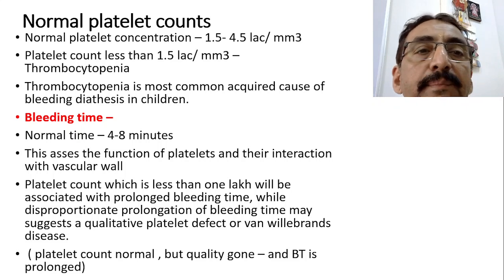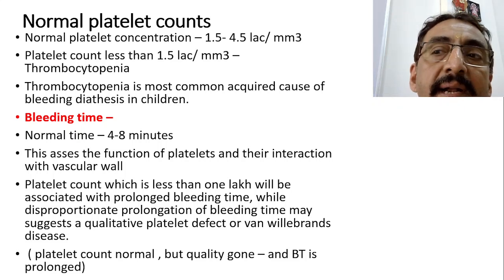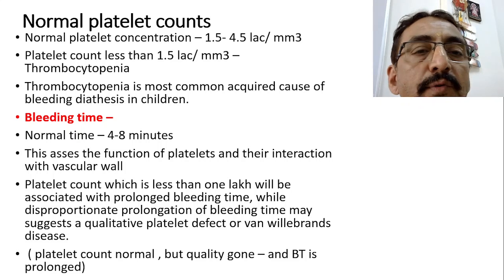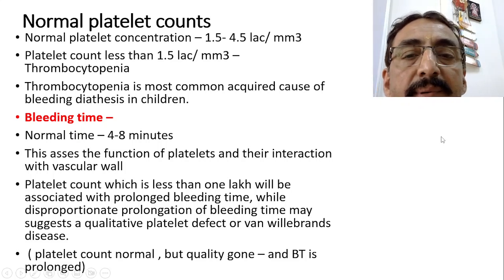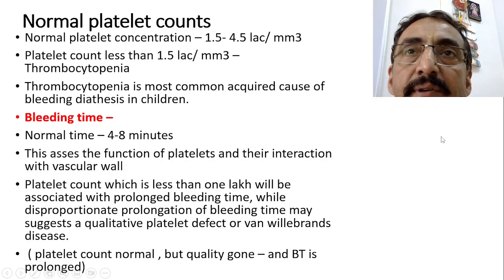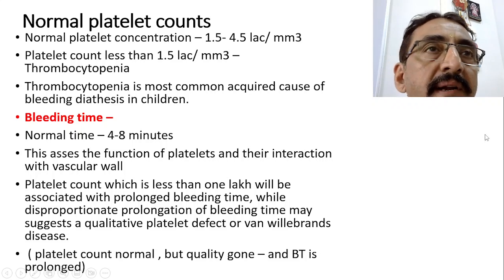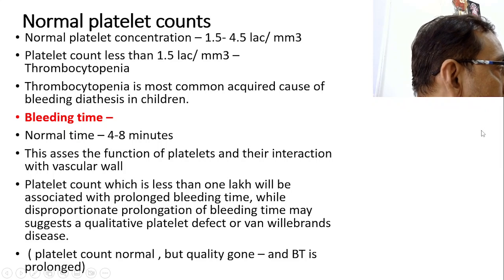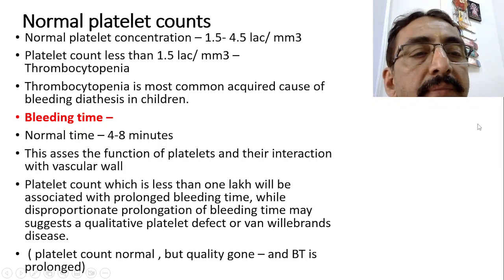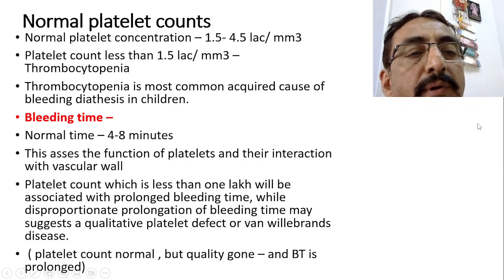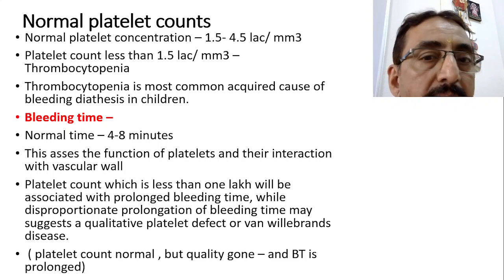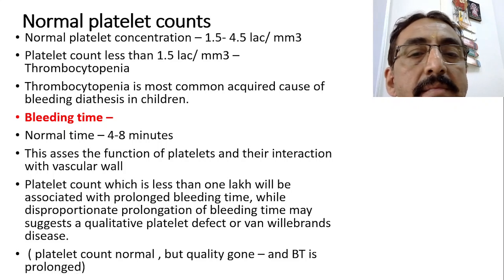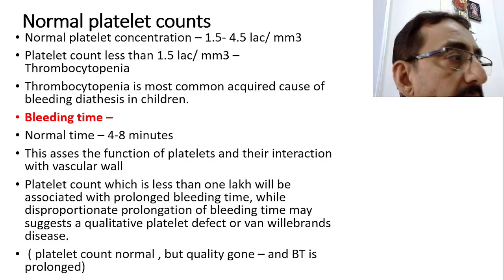So one is platelet count. The second one is bleeding time. Normal bleeding time is about 4 to 8 minutes. This assesses the function of the platelets and their interaction with the vascular wall. We know how bleeding is going to stop, so within 4 to 8 minutes the bleeding will stop. And if it is normal, then it indicates proper interaction with the vascular wall.